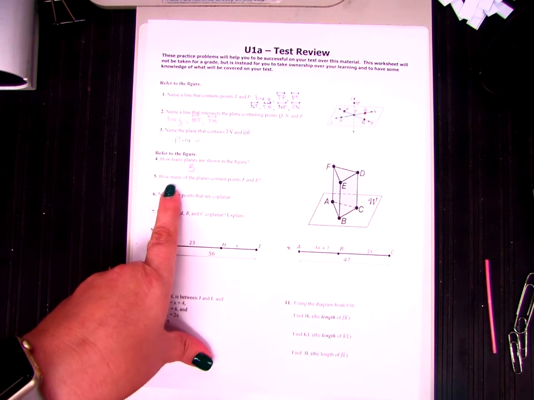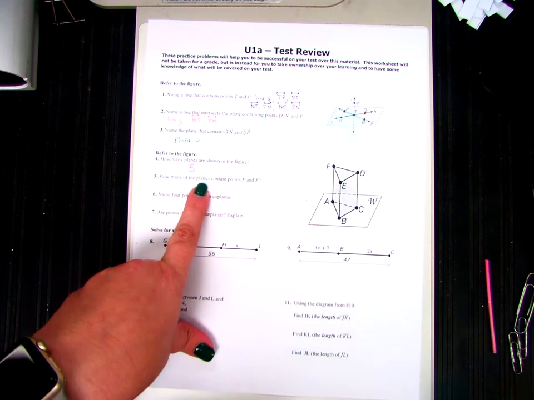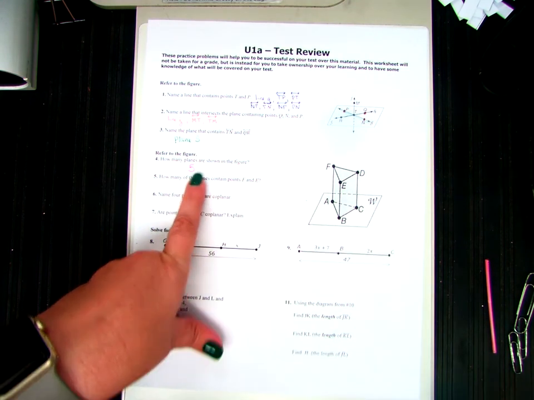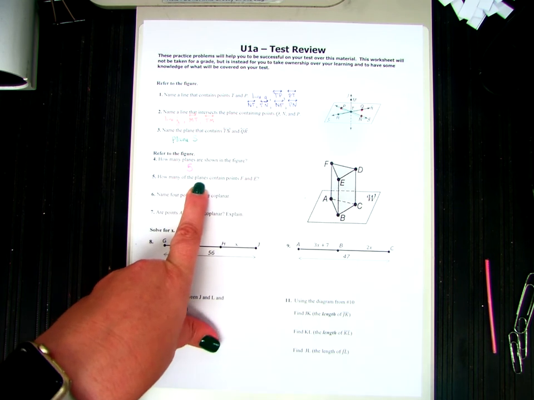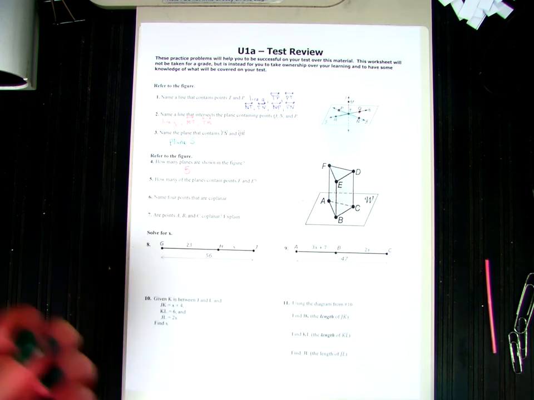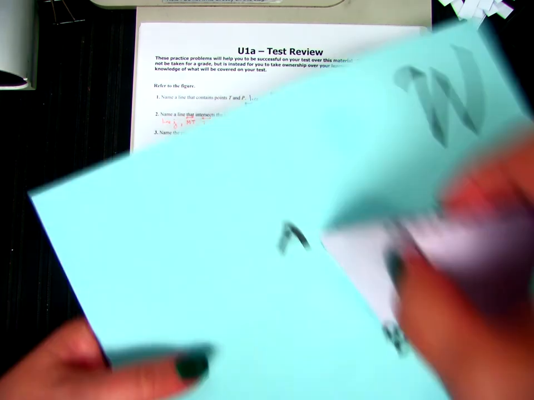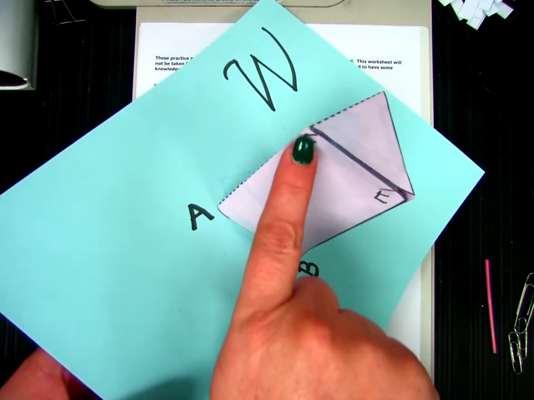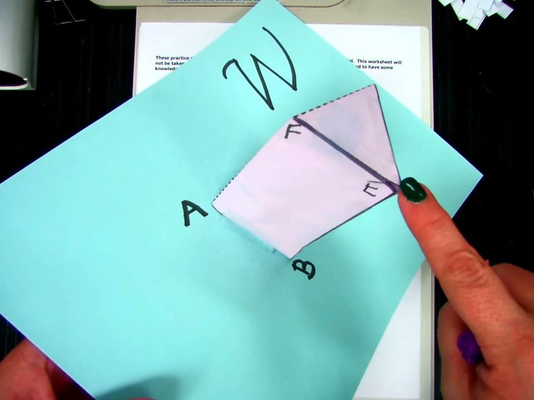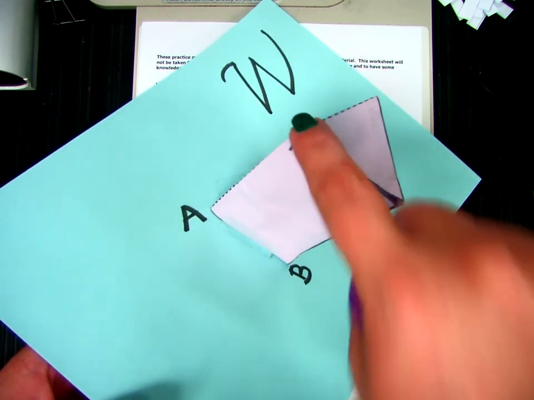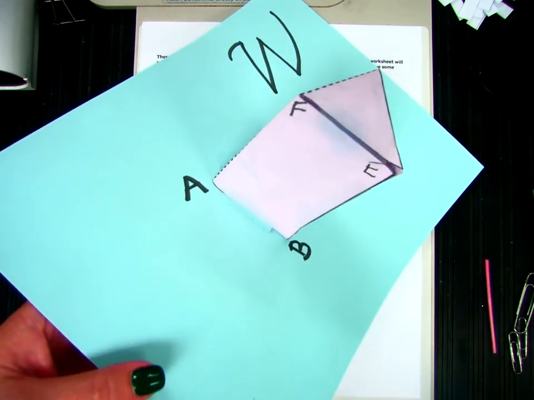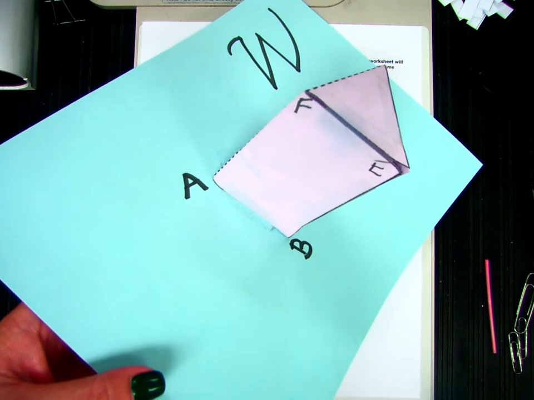I know this is really little, but it says, of the shown planes from number 4, how many shown planes contain both the points F and E? So contain both the F and the E. So this corner here and this corner here, how many shown planes have both of those points?